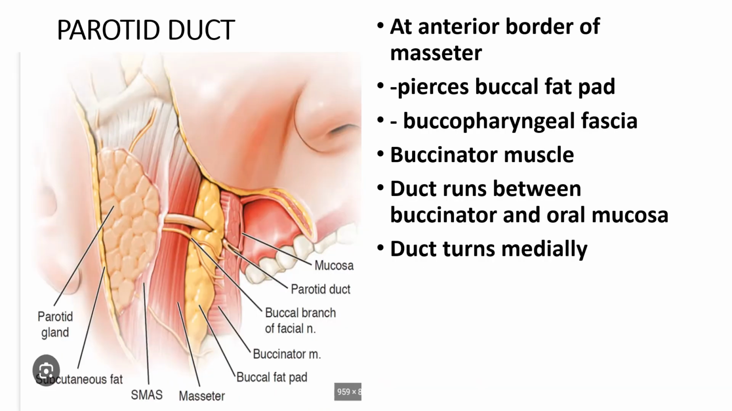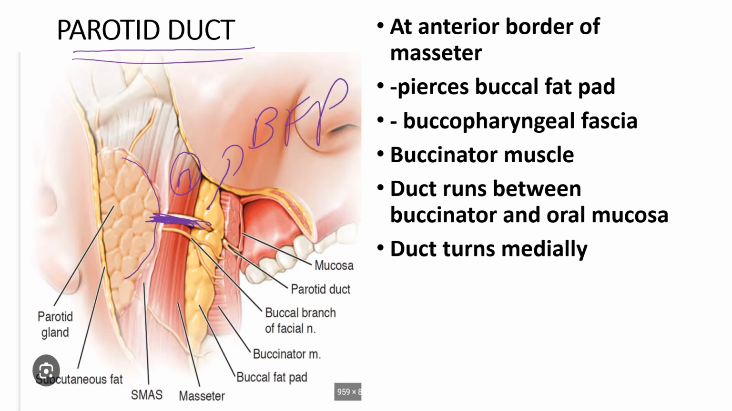Now we have to discuss the course of the parotid duct, extremely important. You can see that this is the parotid gland here. This is the anterior border. Now what actually happens? This is the masseter muscle on which the parotid duct is traveling. It pierces a pad of fat, known as the buccal fat pad.